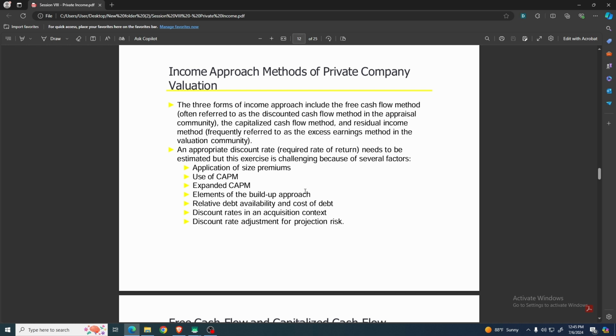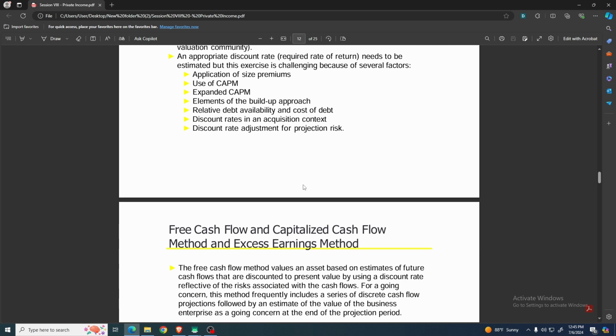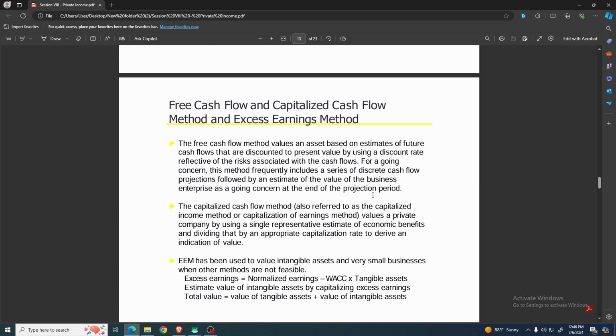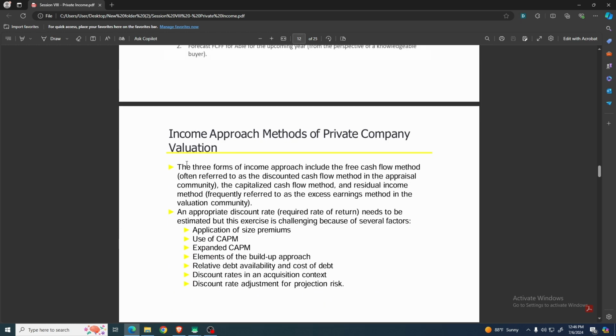So in acquisitions, the discount rate may need to reflect the buyer's cost of capital or the specific risks associated with integrating the acquired company. And finally, we have discount rate adjustment for projection risk. So higher uncertainty in cash flow projections requires a higher discount rate to compensate for the increased risk. And then we are going to focus on the free cash flow and capitalized cash flow method and excess earning method, which we have just discussed right here.